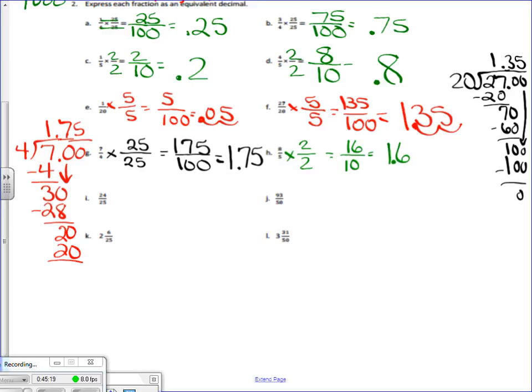So if I show the division, 5 into 8, well 5 can go into 8 one time. And then we're left with the remainder of 3. Well again, add a decimal. Bring that down. 6. So again, you still get the same answer.